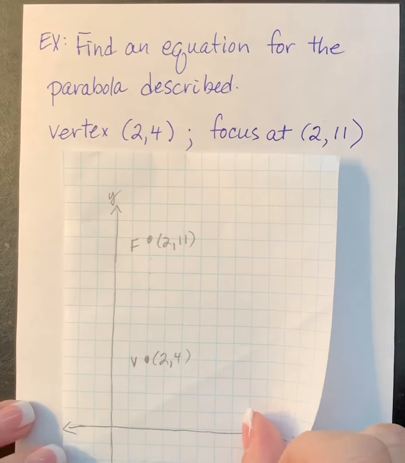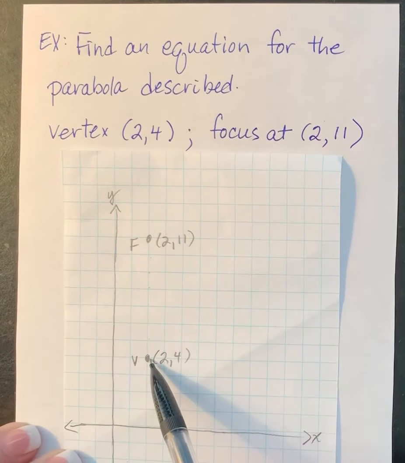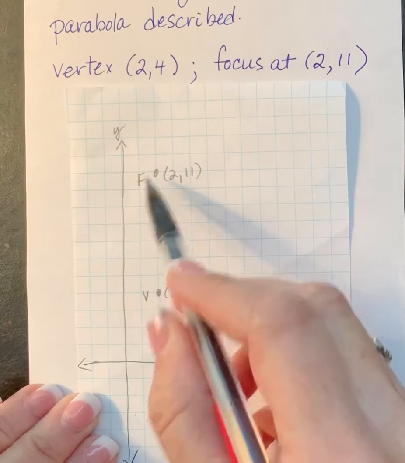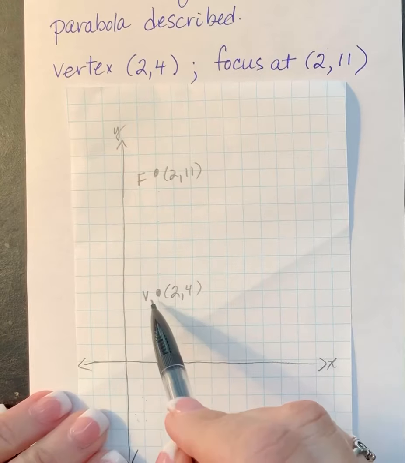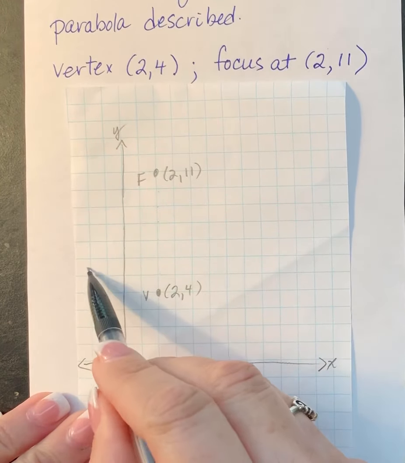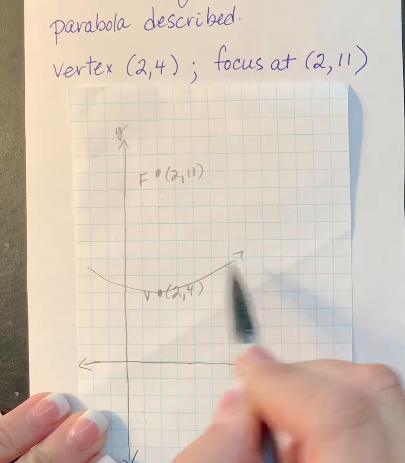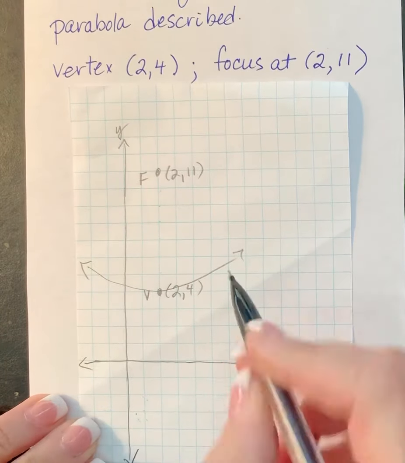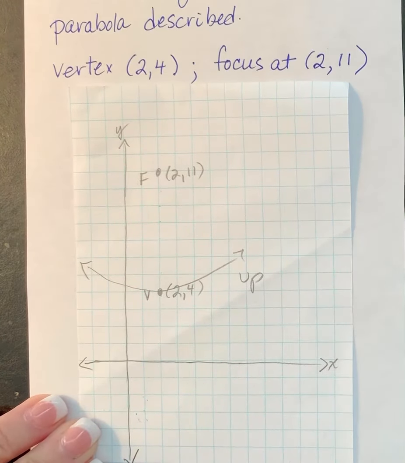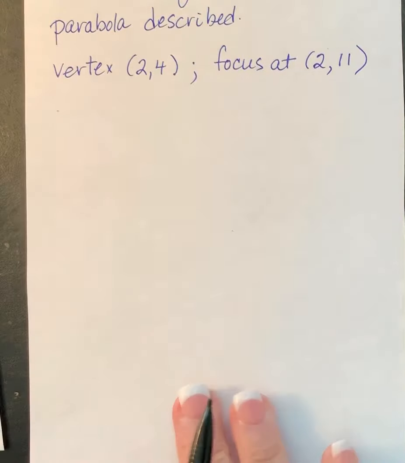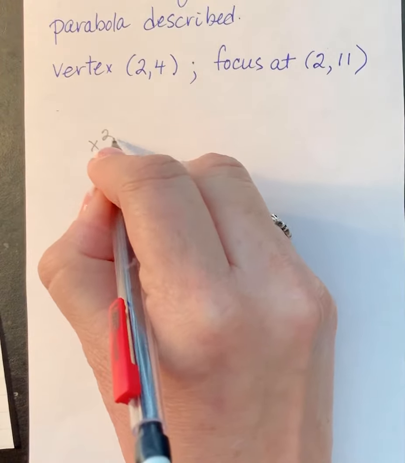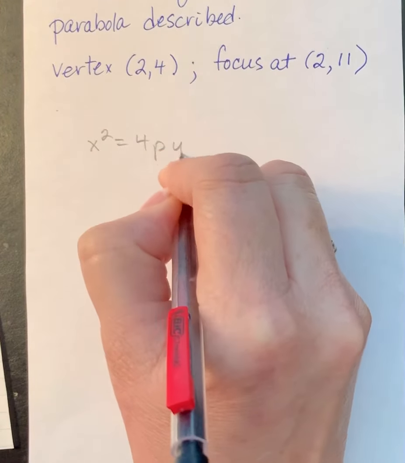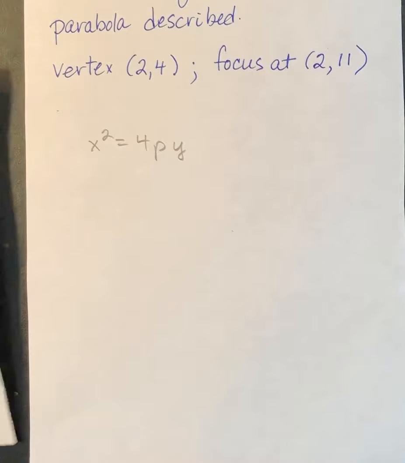Okay, so I went ahead and plotted. Here's the vertex and there's the focus. So this tells you how it's oriented. Remember, the focus is always inside of it. So the parabola is going this way. I'm not going to graph it, but it opens up. So that tells me right away it's going to be one where the x is squared. So x squared equals 4py. That would be the basic plan of it.